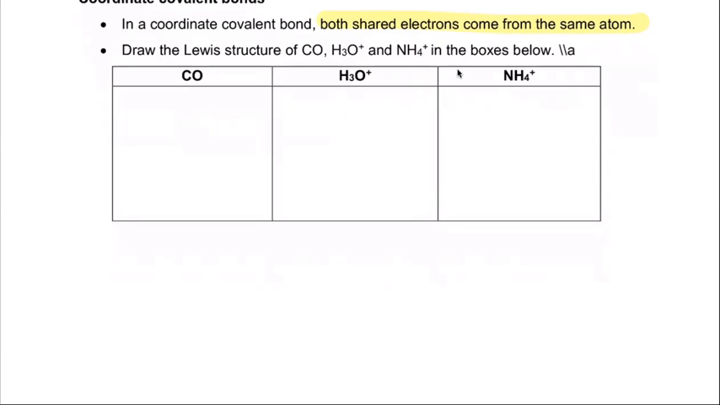There's a lot of houses and apartments now that are more modern that not only have smoke detectors, but they have carbon monoxide detectors in the houses as well. So carbon monoxide, we got one carbon, we got one oxygen.